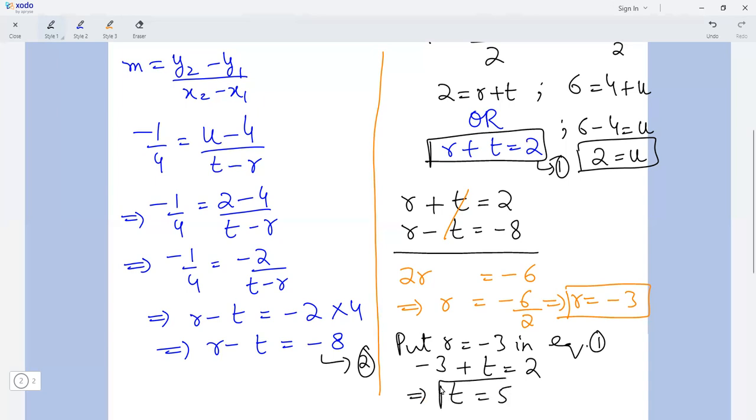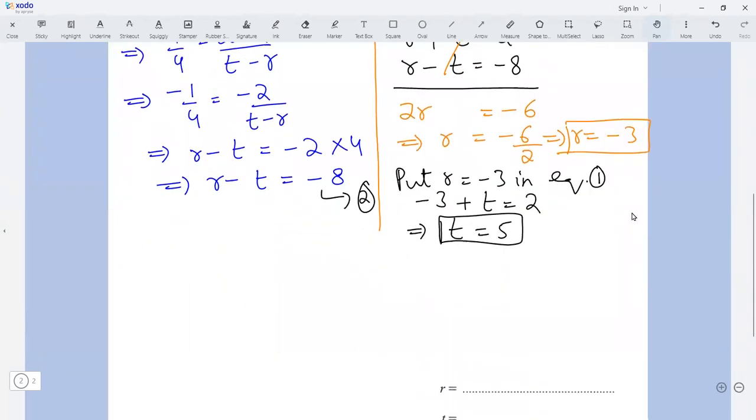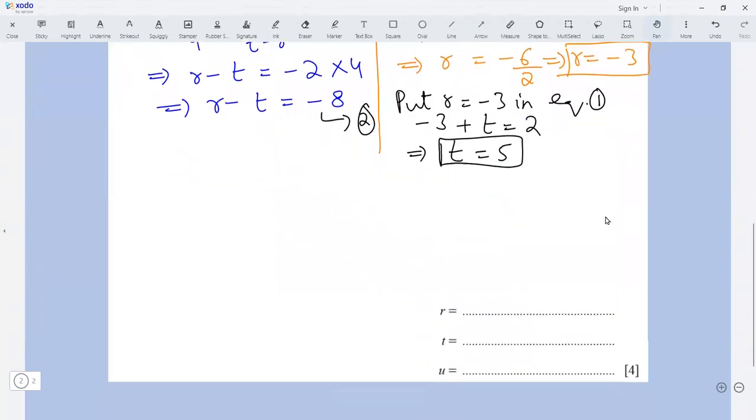So these are the answers. First one is u, which we found through the y coordinates of the midpoint: 2. And r is negative 3 and t is 5. So write down all of these answers in the respective places in the answer section. r is negative 3, t is 5 and u is positive 2. If you have found it correctly, you will get full marks out of 4.